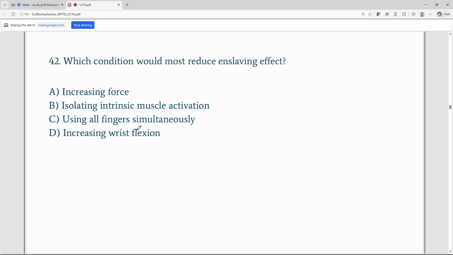Next question. Which condition would most reduce the enslaving effect? Options are option A, increasing force. Option B, isolating intrinsic muscle activation. Option C, using all fingers simultaneously. Option D, increasing wrist flexion.